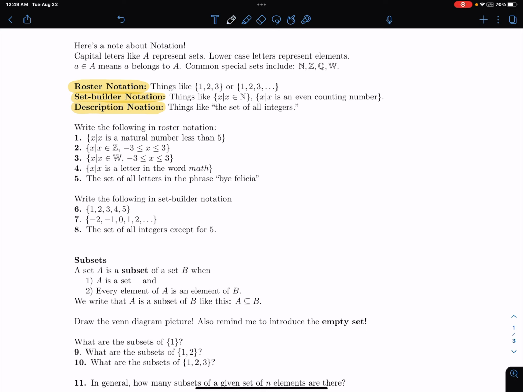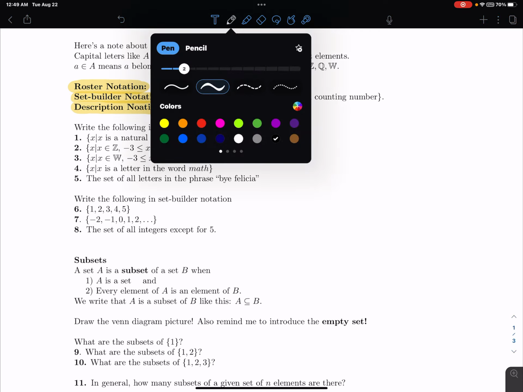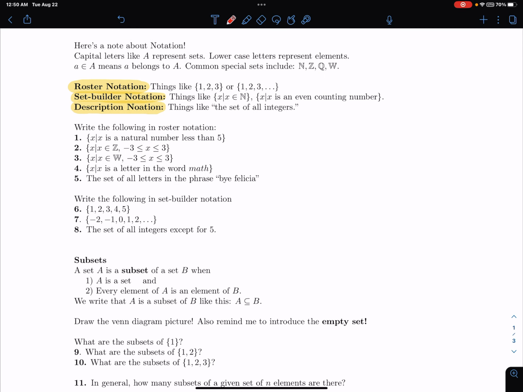If you think about what a roster is, the first time I heard the word roster was when I was on a soccer team and you have the roster, and the roster is the list of all the players, right? And that's all a roster is. It's just a list. So in the back of your mind, you can think roster notation means you're making a list. So this would be an example.